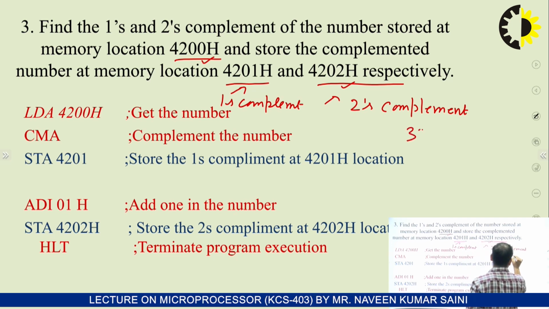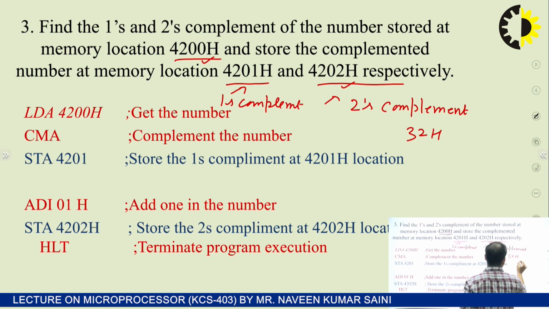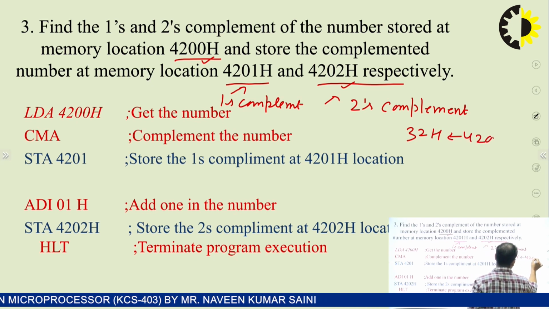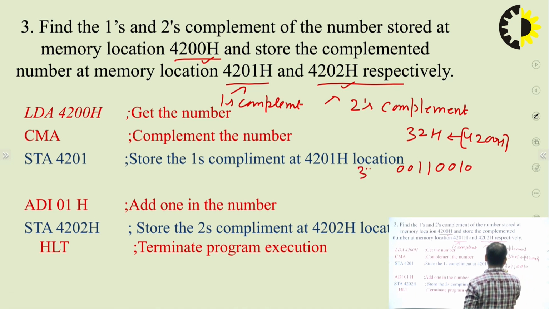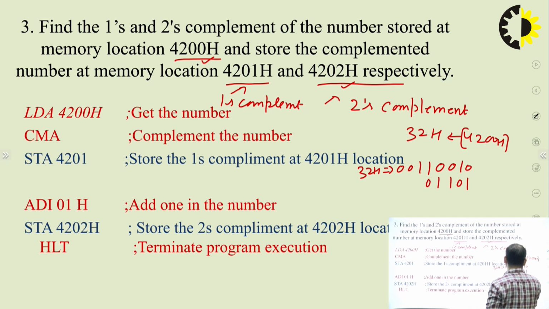We must be aware of how to convert that. Suppose we have a number 32H stored at memory location 4200H. 3 we can write as 0011, and 2 we can write as 0010. So this is 32H in binary form. When we do the ones complement, 0 becomes 1, 1 becomes 0, 0 becomes 1, 0 becomes 1, 1 becomes 0, 1 becomes 0, 1, 1. So this is the ones complement.